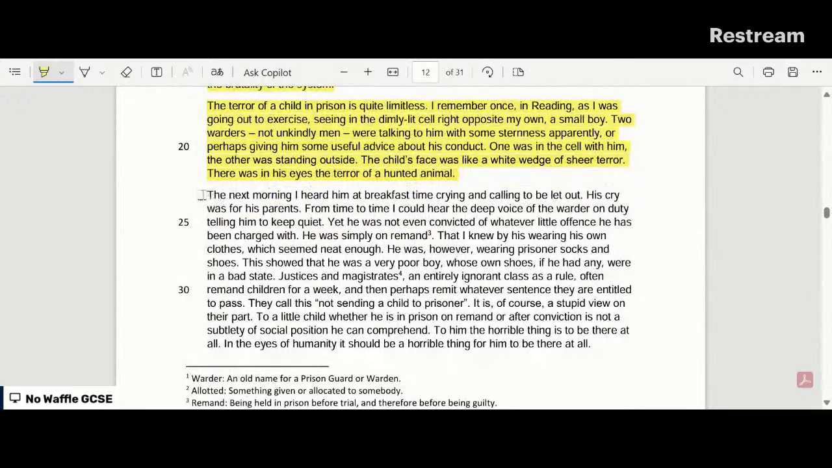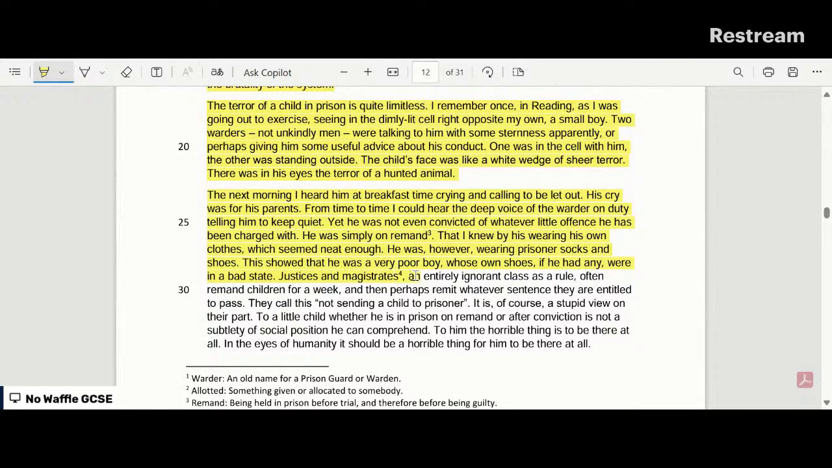The next morning I heard him at breakfast time, crying and calling to be let out. His cry was for his parents. From time to time, I could hear the deep voice of the warder on duty telling him to keep quiet. Yet he was not even convicted of whatever little offence he has been charged with. He was simply on remand. That I knew by his wearing his own clothes, which seemed neat enough. He was, however, wearing prisoner's socks and shoes. This showed that he was a very poor boy whose own shoes, if he had any, were in a bad state.